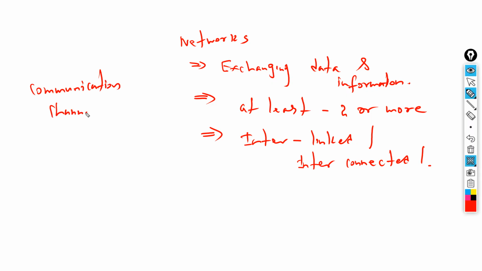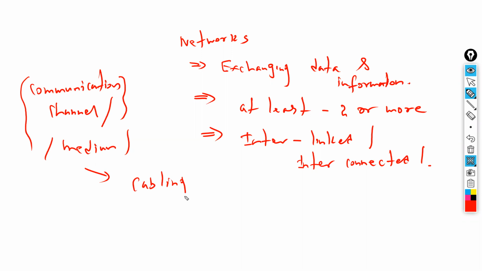For example, at home you should have a TV, and some kind of internet connection, right? So how do they connect to the internet? What is the medium? Communication channel, or we can say communication medium. Here communication medium means cabling. What kind of cabling system are you using?